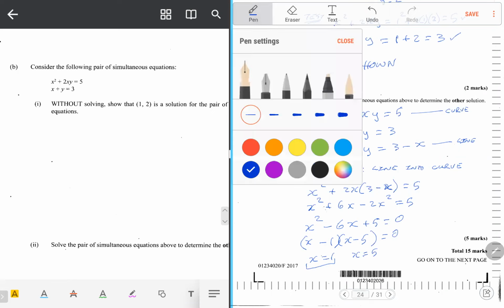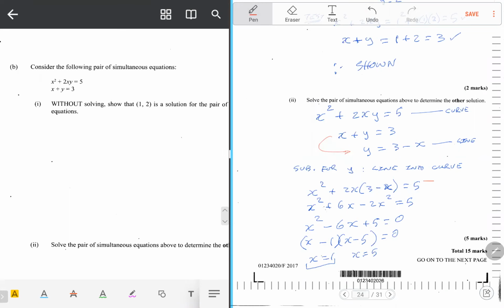Let me use the red ink now just to finish it up here, or I'll run out of space. So I'm going to use this one now. This is the other solution. This is the other point.